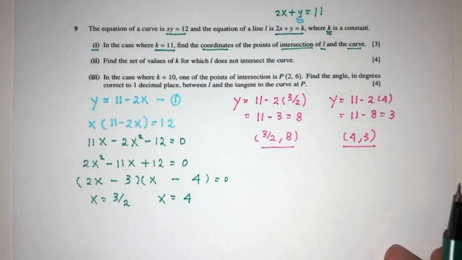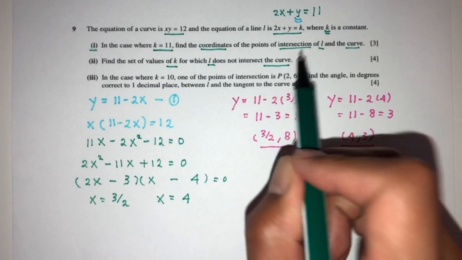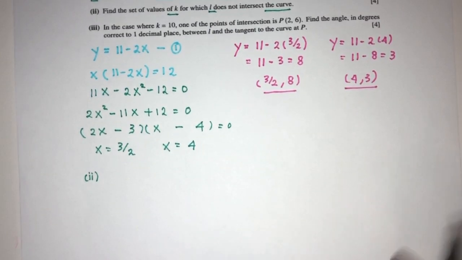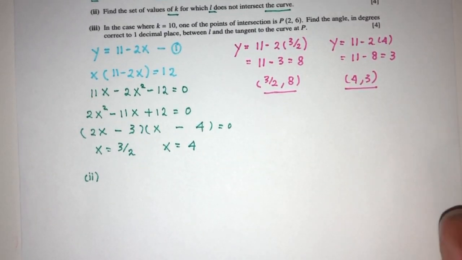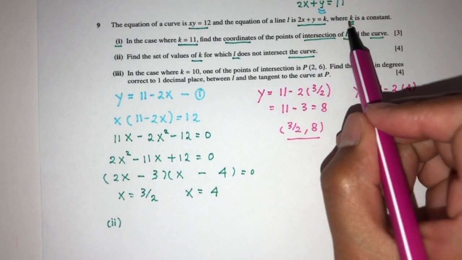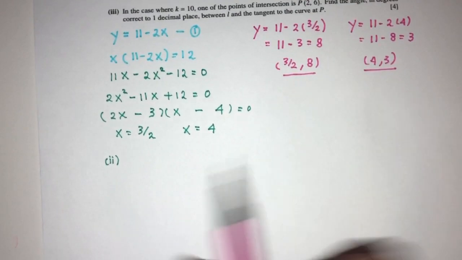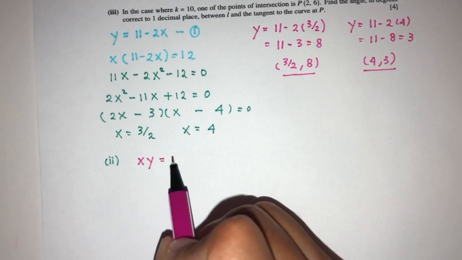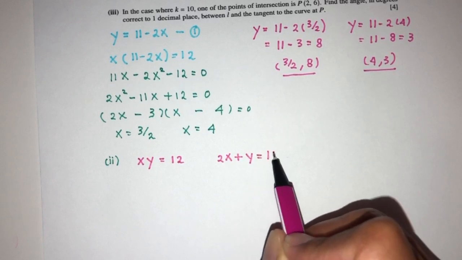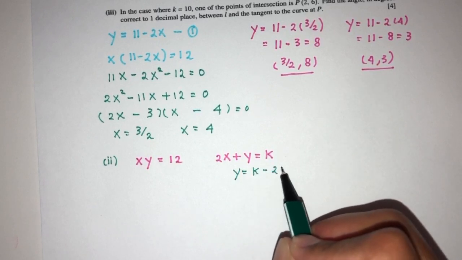Now for part 2, we have to find the set of values of k for which L does not intersect the curve. So it means they do not meet, they don't have a root. So simple again, we were trying to solve an equation here. For question number 2, we don't know the value of k. We have the first equation here, xy is equal to 12, and the line is 2x plus y equal to k. We don't know k for now. Now from this, y will have to be k minus 2x.